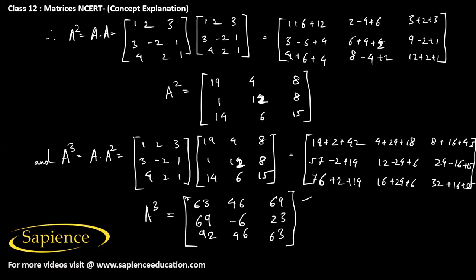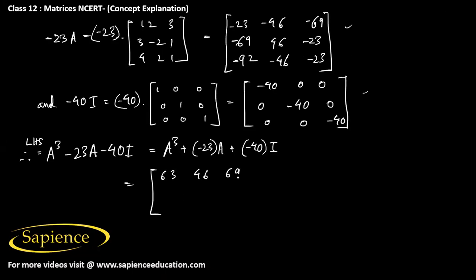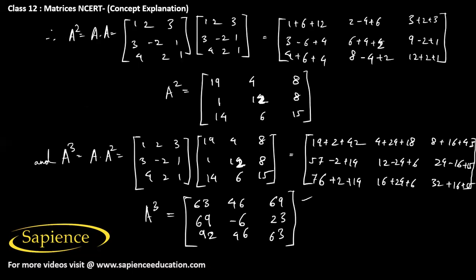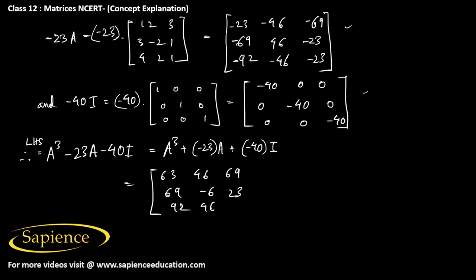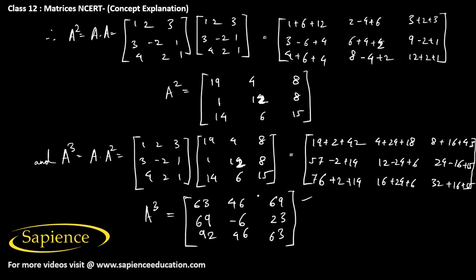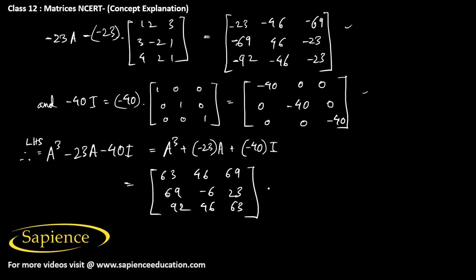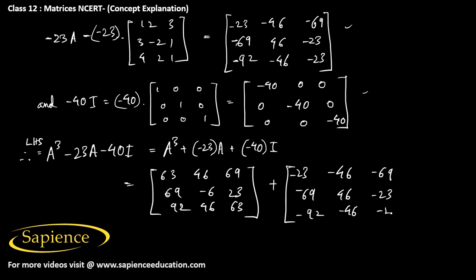A cube is 63, 46, 69, then 69, minus 6, 23, and then 92, 46, 63. Then plus minus 23A, which is minus 23, minus 46, minus 69, then minus 69, 46, minus 23, minus 92, minus 46, minus 23. Then plus minus 40I. So this will be minus 40, 0, 0, 0, minus 40, 0, 0, 0, minus 40.